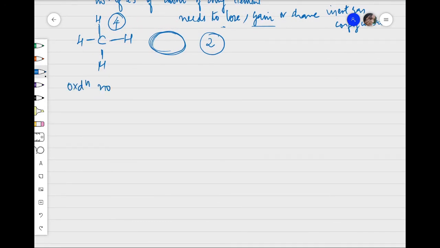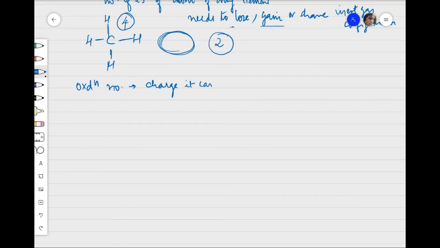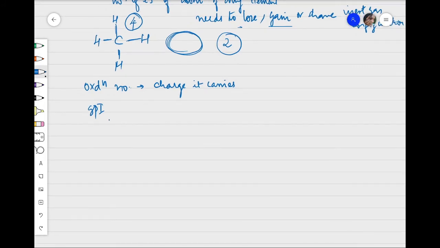Oxidation number is actually the charge any atom carries. Okay, the charge an atom carries is our oxidation number. Let me take it with examples. Okay, when I take group 1, where we have our sodium, for example.